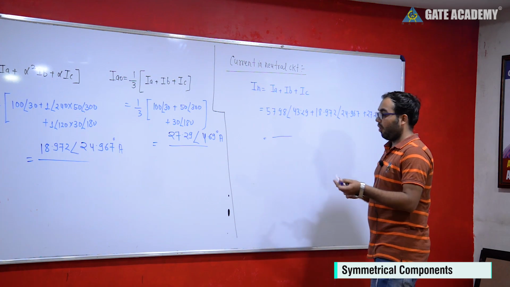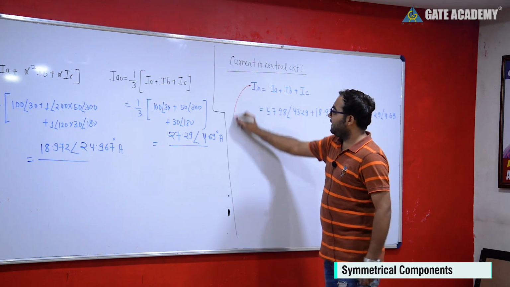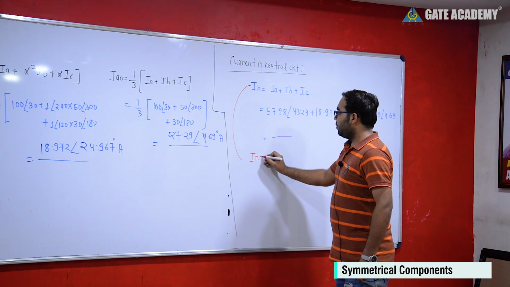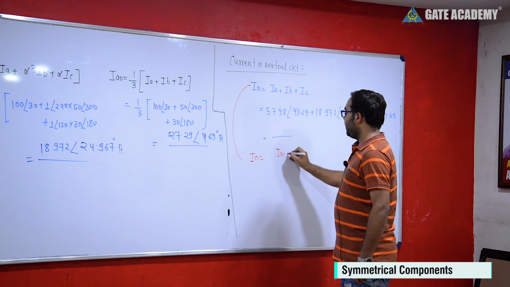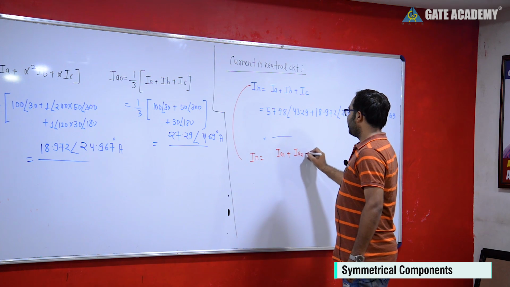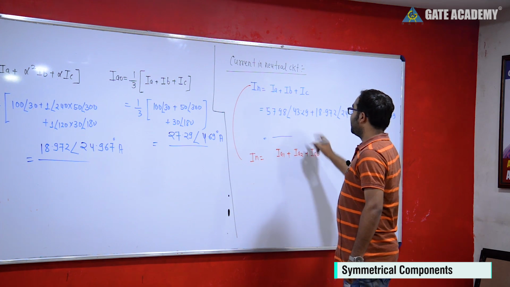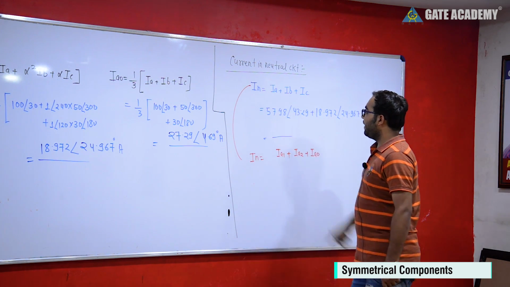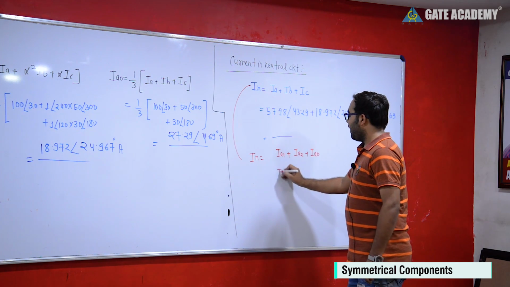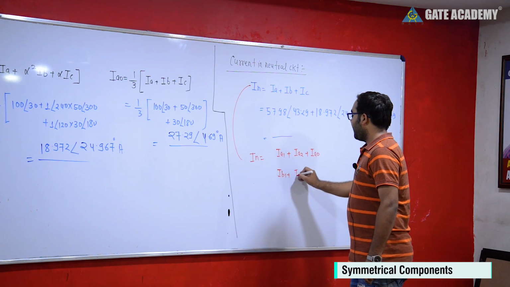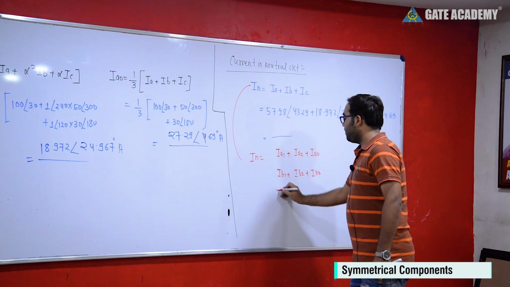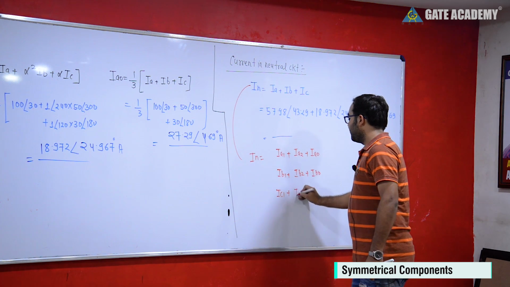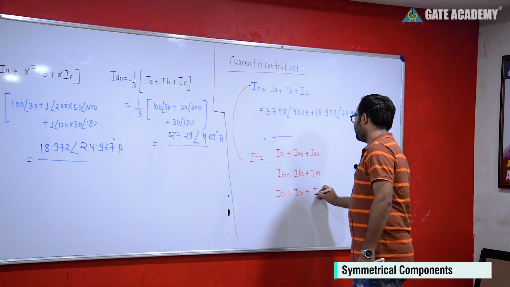So if you want to find the neutral current, we can see the trick. The neutral current is equal to IA plus IB plus IC. Now IA can be written as IA1 plus IA2 plus IA0, because in abnormal condition the phase current or line current will be broken like this. IB will be equal to IB1 plus IB2 plus IB0. The phase current C can be written as IC1 plus IC2 plus IC0.